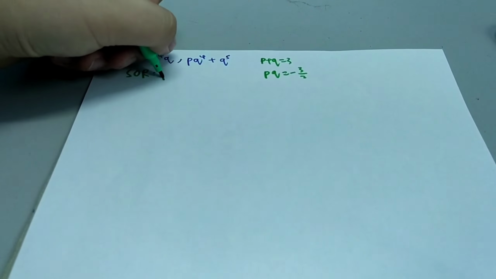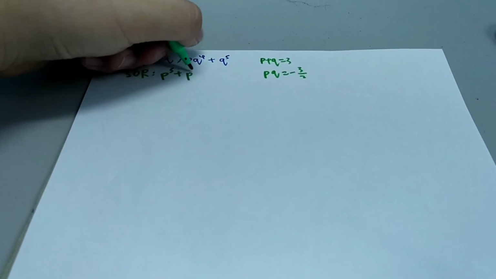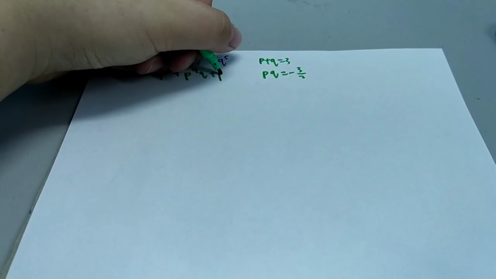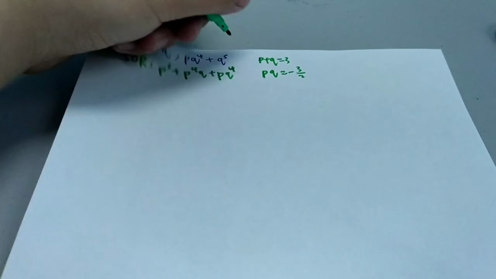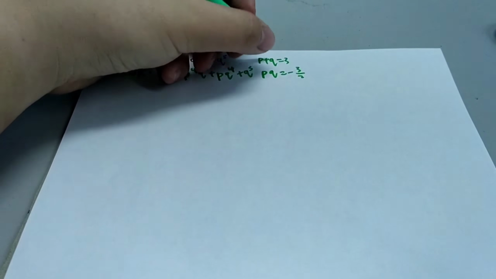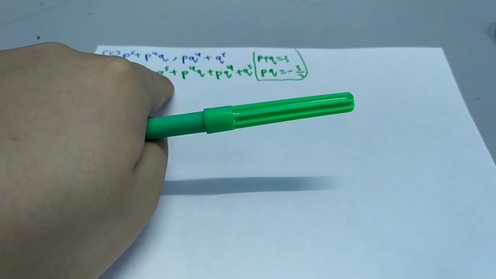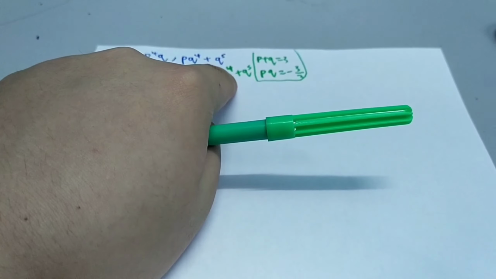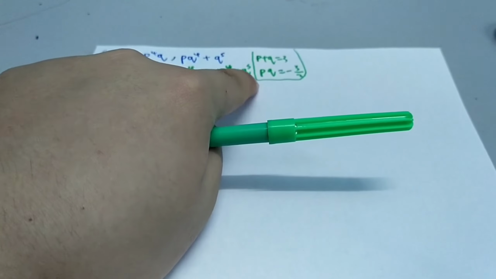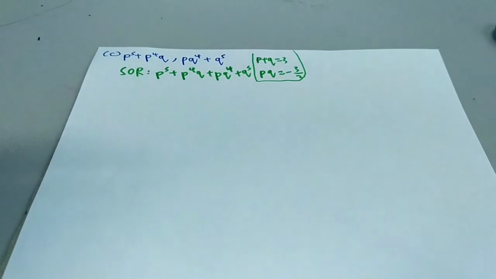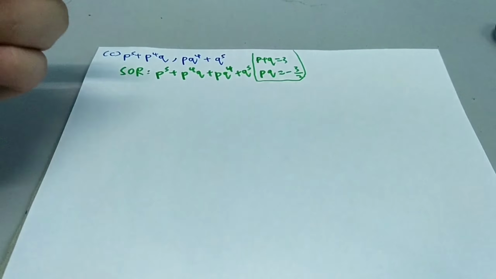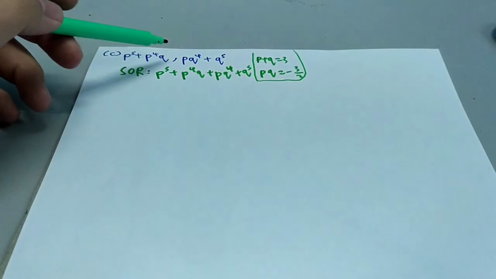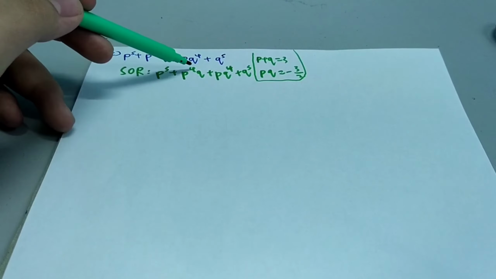So we got p power of 5 plus p power of 4 q plus p q power of 4 plus q power of 5. How can we simplify such a complicated form of roots? Now here's the thing: p power of 5 and p power of 4, I think we can factorize this out.